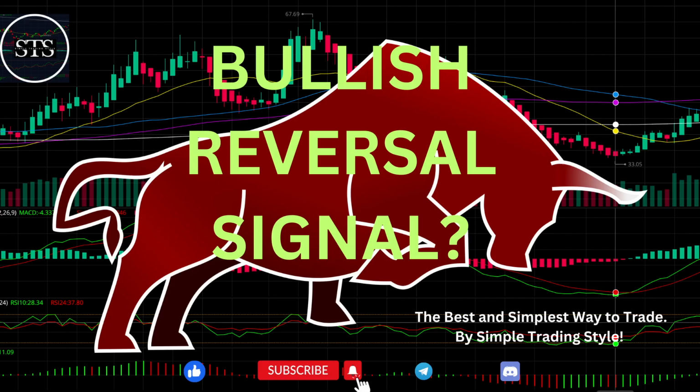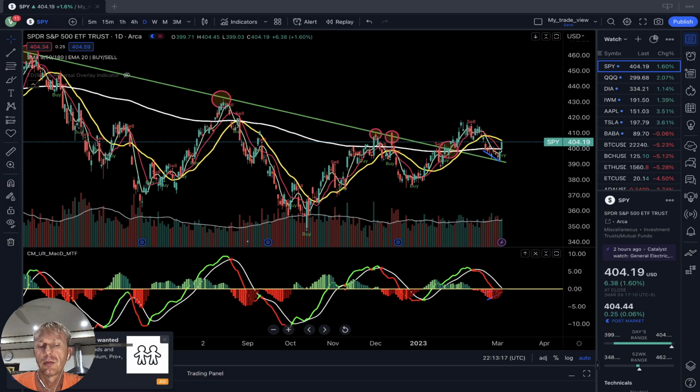Hello everyone, welcome to Simple Trading Style, and today we are going to talk about the daily stock market update, and we will figure out is it a bullish trend reversal signal, or is it just a bullish trend, or a bull trap. What's going on with the stock market world? Let's move to my TradingView and we will figure it out.